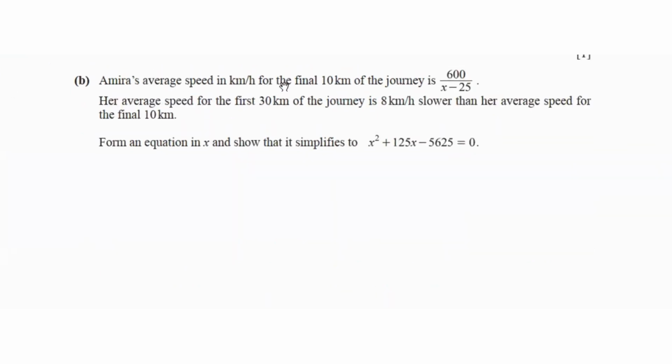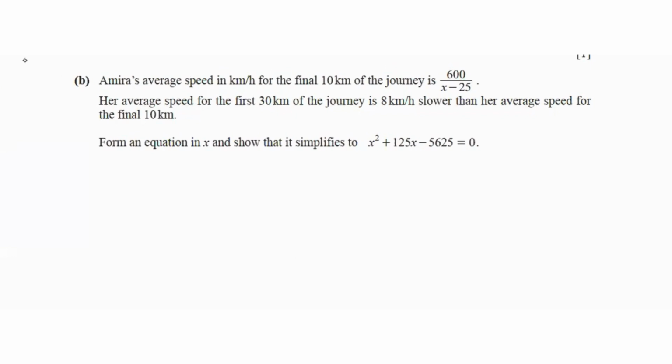Amira's average speed in kilometers per hour for the final 10 kilometers of the journey is 600 over X minus 25. Her average speed for the first 30 kilometers of the journey is 8 kilometers per hour slower than her average speed for the final 10 kilometers. Form an equation in X and show that it simplifies to X squared plus 125X minus 5,625 equals 0.